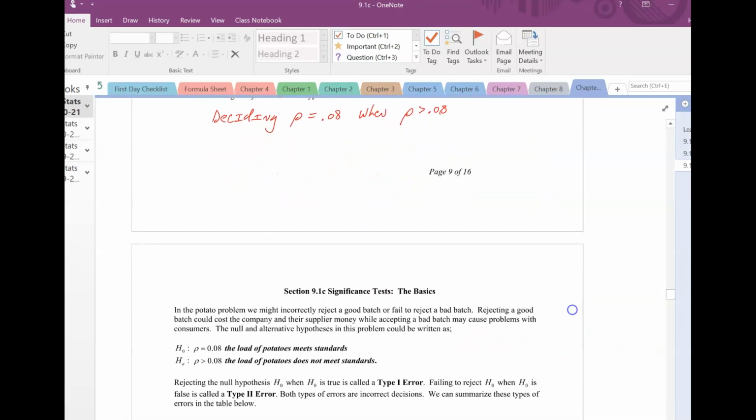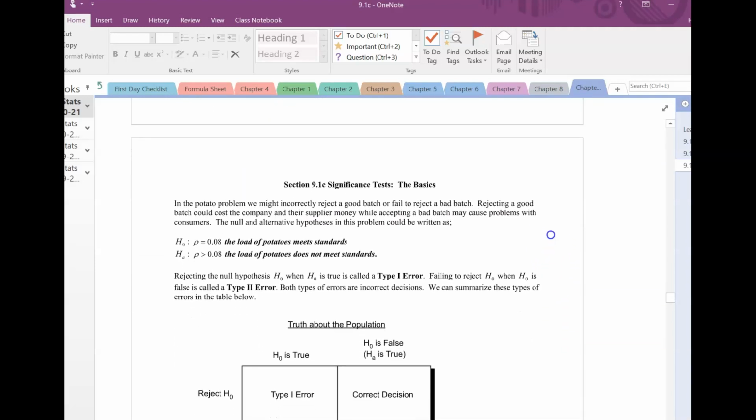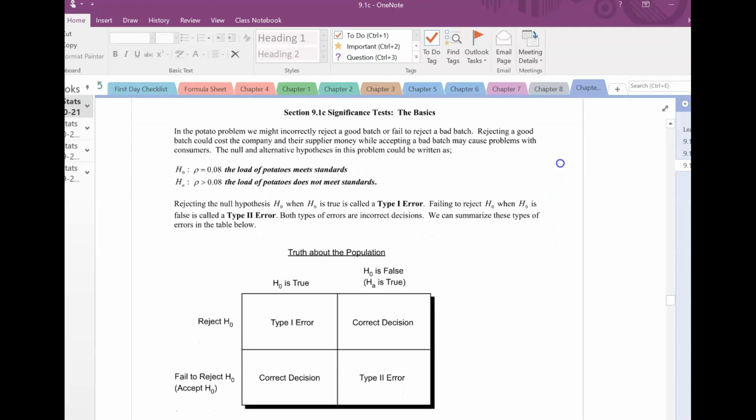Turn to the next page. If we're going to add some context to this, it says in the potato problem, we might incorrectly reject a good batch or fail to reject a bad batch. So rejecting a good batch could cost the company and their supplier money, while accepting a bad batch may cause problems with the consumers. The context for these types of errors is important to understand too.